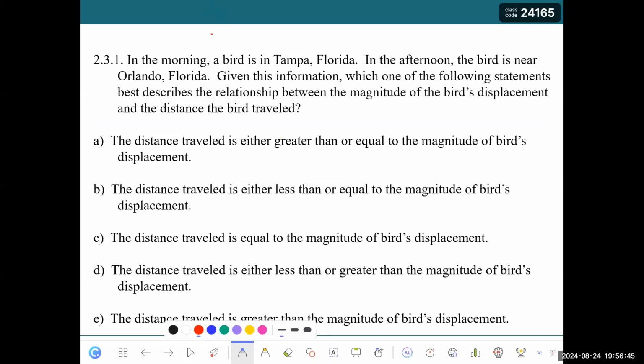So in this problem, in the morning a bird is in Tampa, Florida. In the afternoon, the bird is near Orlando, Florida. Given this information, which of the following statements best describes the relationship between the magnitude of the bird's displacement and the distance the bird traveled?